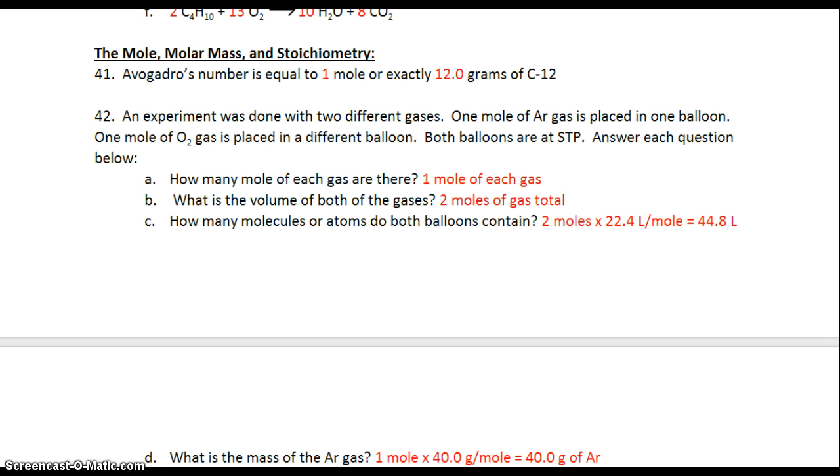Or dividing the volume in liters of a gas at STP, standard temperature and pressure, by 22.4 gets you moles, or multiplying the number of moles by 22.4 gives you the volume of the gas in liters at standard temperature and pressure.